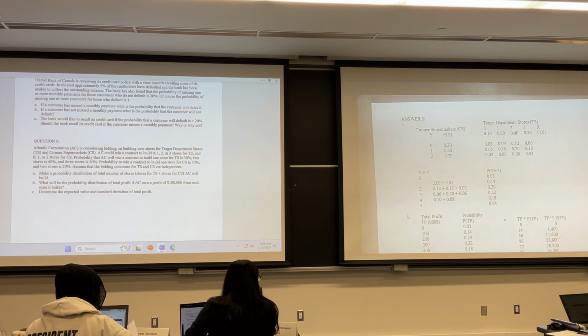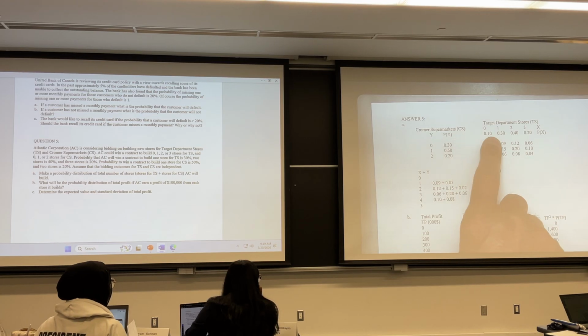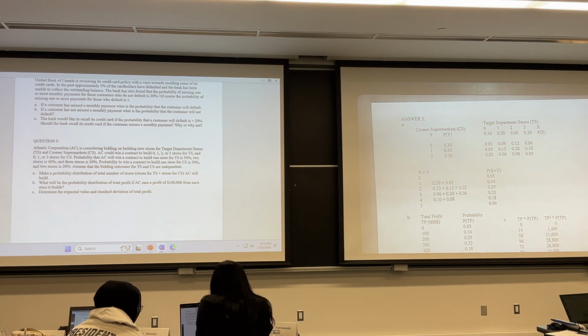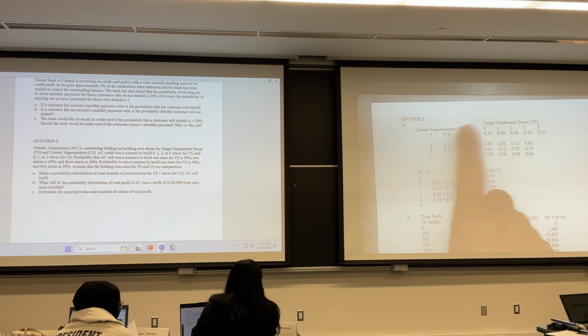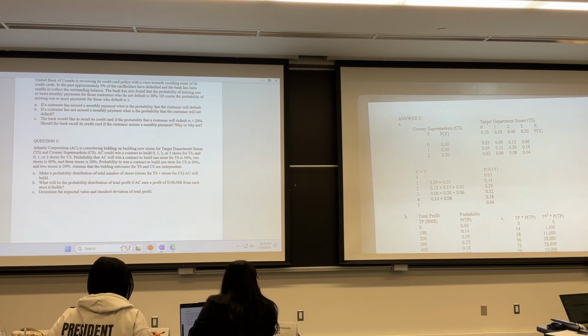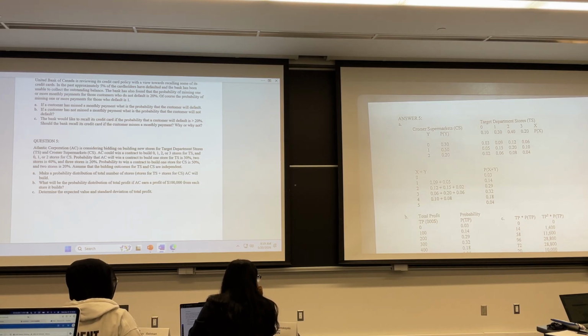So what's the probability that there will be 0 stores for TS and 0 stores for CS? It is 0.3 times 0.1, which is 0.03. So that's how you're going to find joint probabilities. You take this one multiplied by this one, and so on. When the outcomes are independent, how do you get the joint probability? Just take the probability of each outcome and multiply.